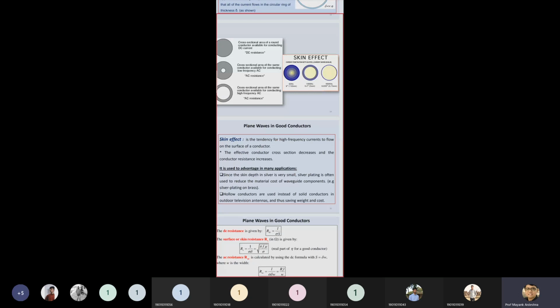Any particular conductor has some resistivity because of its material, like copper has some resistivity, aluminum has some resistivity, gold has some resistivity. L is the length of your conductor, and A is the cross-section area of your current. Now, whenever you are increasing the frequency, suppose the frequency is 1 kilohertz. When you are given 1 kilohertz, the area covered by this current is how much?